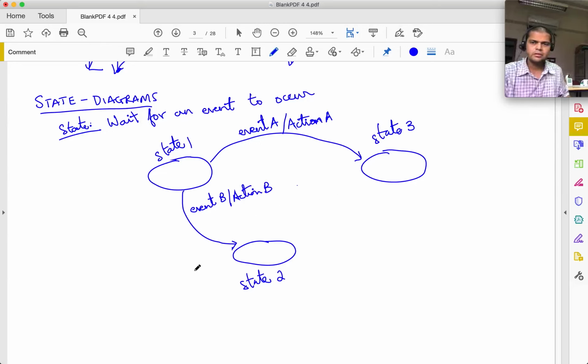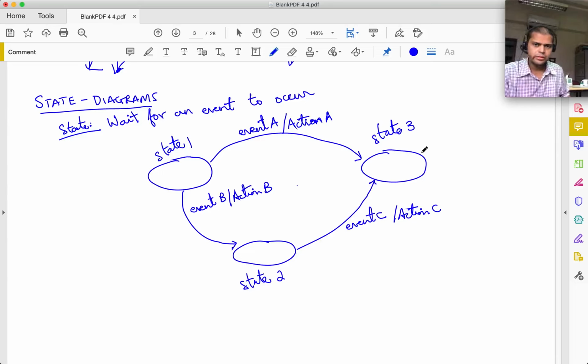Maybe event B could be acknowledgement was received before the timer expired, and then we jump to state 2. And similarly, we might jump from state 2 to state 3 if some other event took place. So this state diagram that we are drawing is for one of the nodes. For example, for the sender, we will have one state diagram. And if we also want to draw it for the receiver, we would have another state diagram expressing which states the receiver is in.